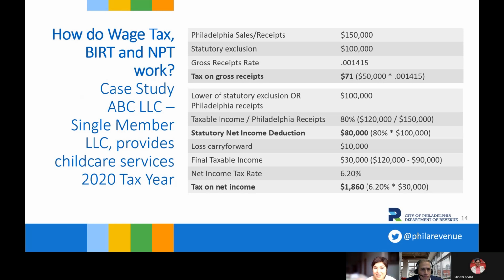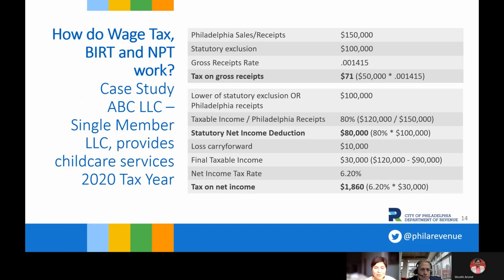So basically what we're saying is we're assuming that the amount of profit you made in Philadelphia to get excluded is 80%. Yeah, that's essentially how it works out. The way I like to look at it is that it corresponds to a piece of the gross receipts exemption that you're allowed to deduct for net income tax.